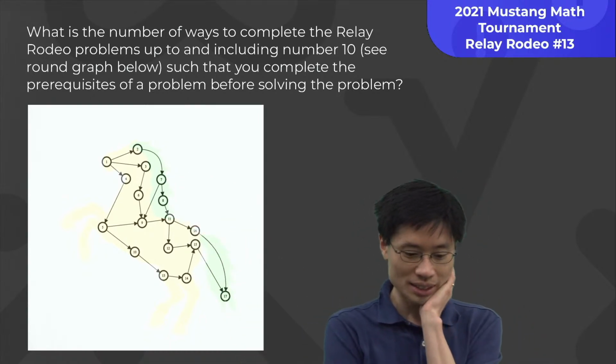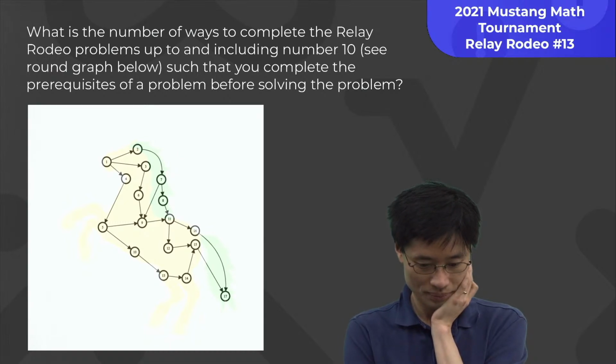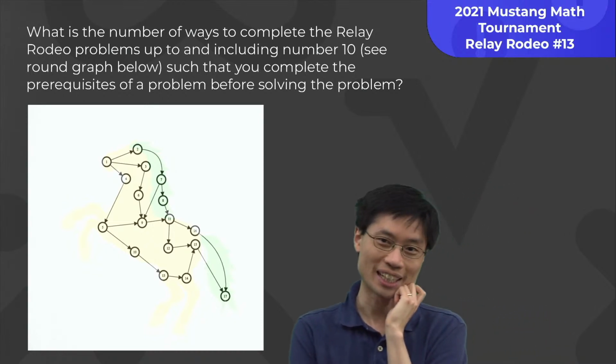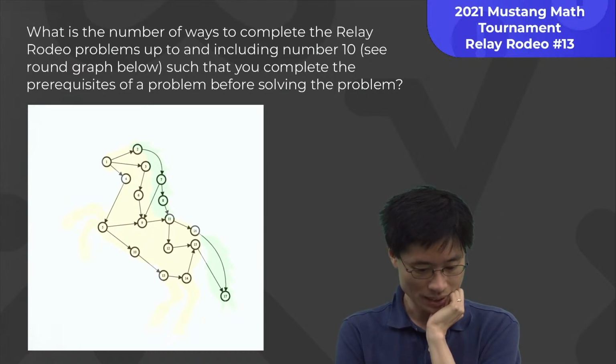Okay, and now it's saying that I need to know how many ways I can complete them. So the answer is not 10 factorial. I can't do them in any order that I want. Is there a nice systematic way to do this?